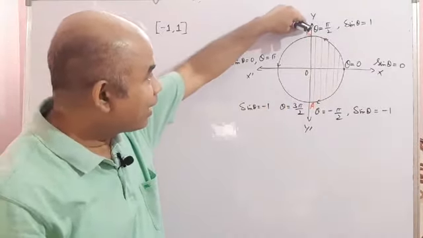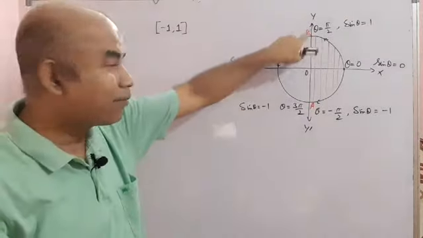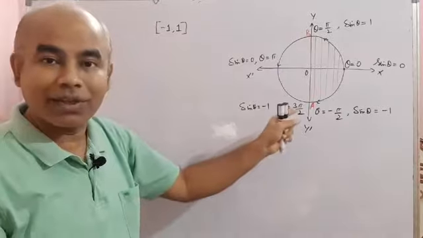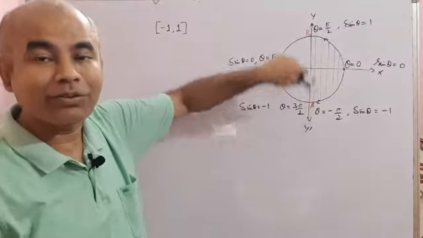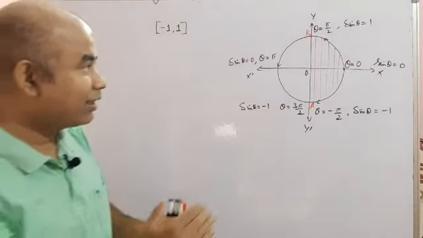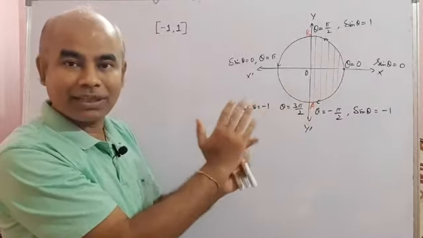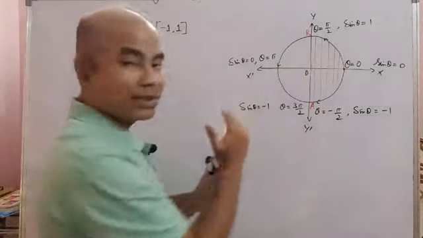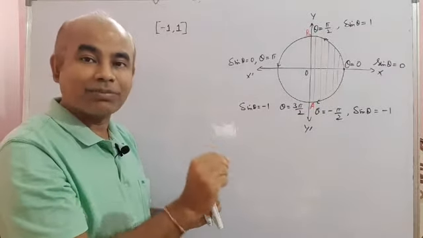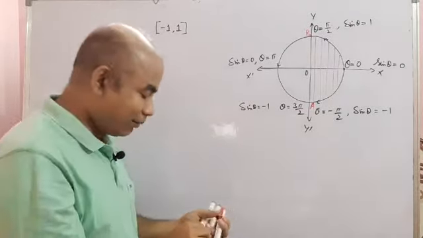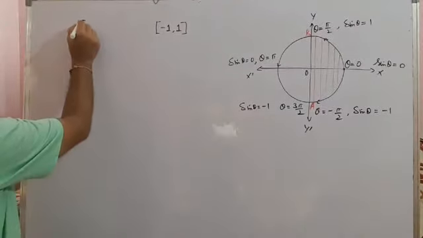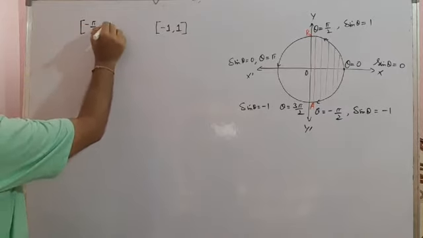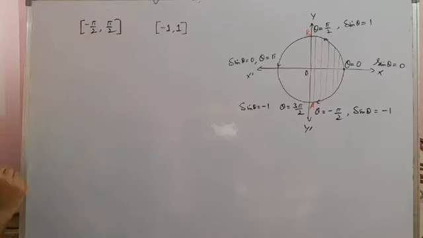Similarly, when the angle is from pi by 2 to 3 pi by 2, that means the other part of the circle, in the other semicircle, again sine theta takes all the values from -1 to +1. So alternatively, in these two semicircles, sine theta takes all its values from -1 to +1. That means in terms of the angle theta, when theta is from minus pi by 2 to plus pi by 2, in that case sine theta takes all its values from -1 to +1.